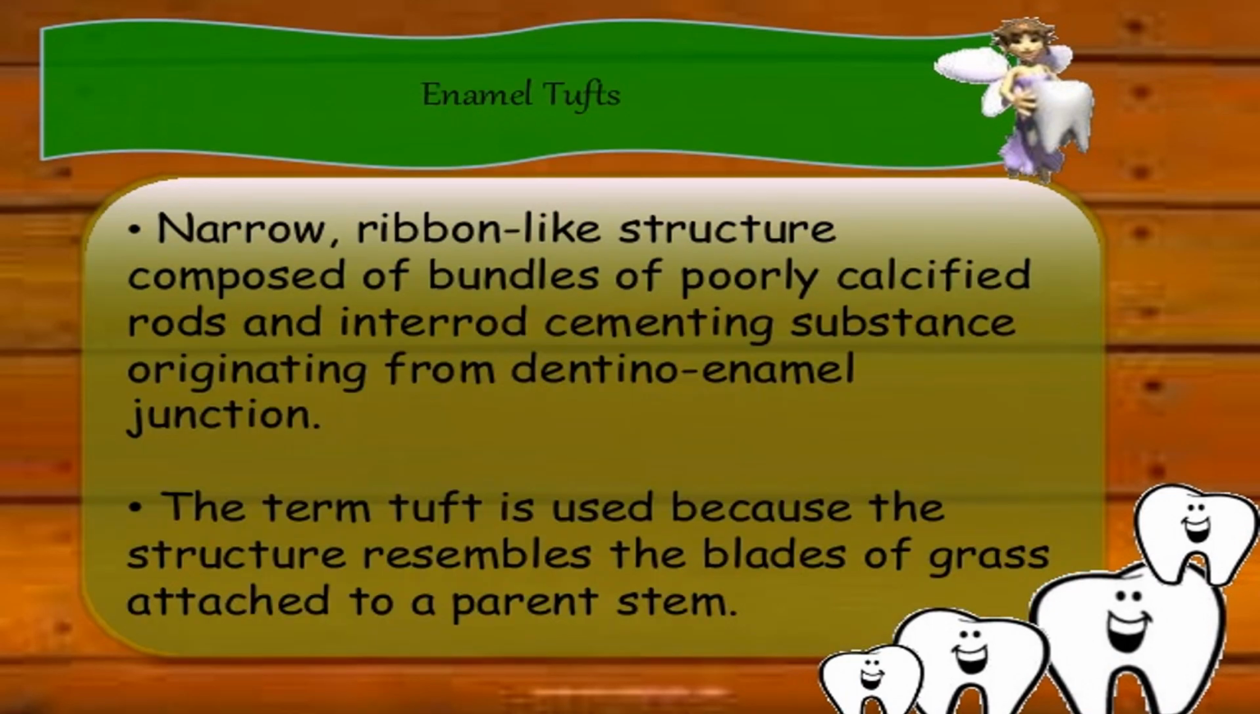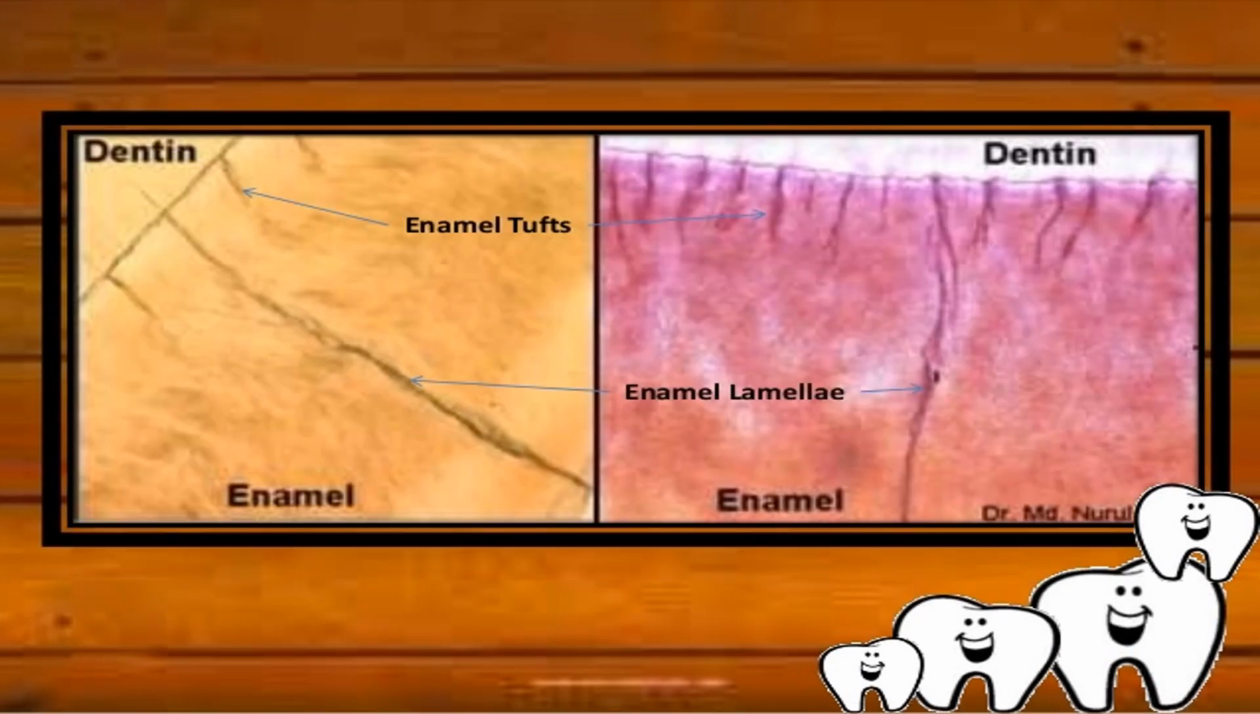Enamel tufts. Enamel tufts are narrow ribbon-like structures composed of bundles of poorly calcified rods and interrod cementing substance originating from the dentinoenamel junction. The term tuft is used because the structure resembles the blades of grass attached to the parent stem. So, when you look at the microscopic structure, you see enamel tufts. It looks like a grass-like structure, as you see in this figure.